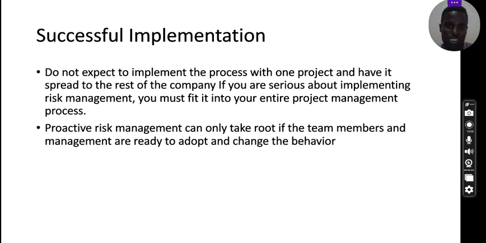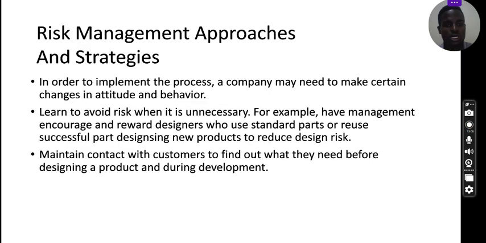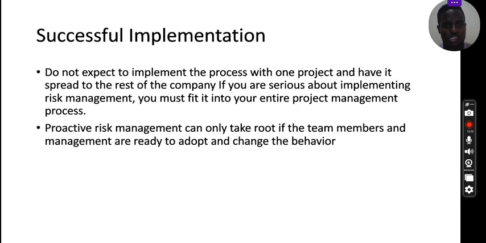to adopt and change the behavior. As I said previously, in order to implement the process, sometimes the project team needs to make certain changes in attitude and behavior, because it is the most important thing. If we have a good behavior and attitude towards certain things, if we can adopt easily, it means we can take on the risks that are likely to happen. Those events, we can take them on.